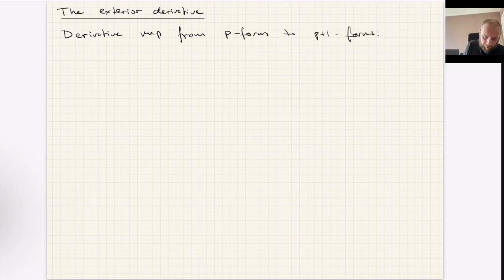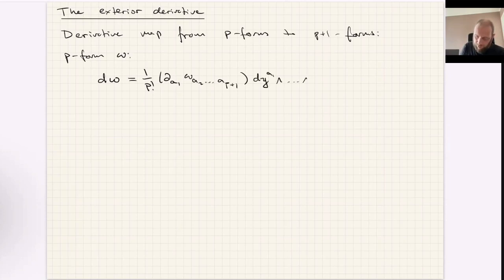So if we have a p-form omega, then we define d omega as 1 over p factorial, coming from what we just discussed. And then we act with a partial derivative, d_A1 omega_A2 all the way up to A_p+1, and then we multiply all of the dy's, dy^A1 up to dy^A_p+1. So this is a p+1 form, and it's a derivative map.